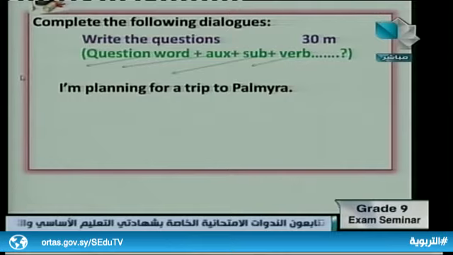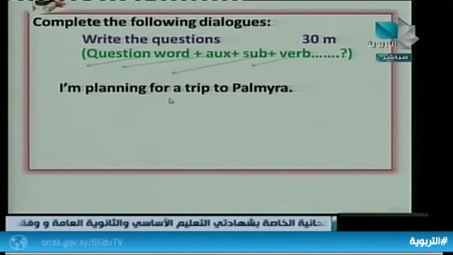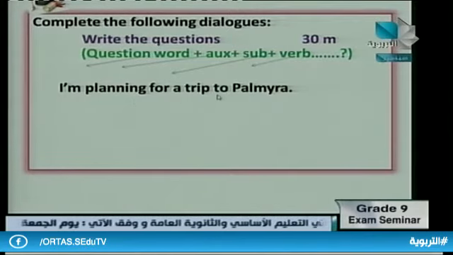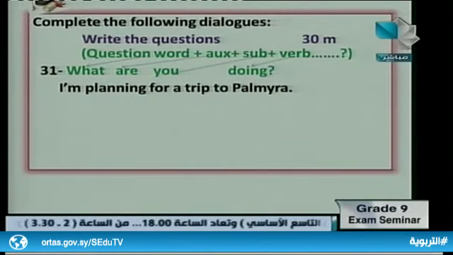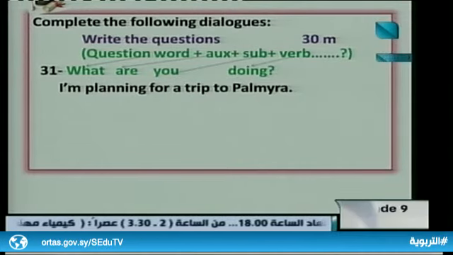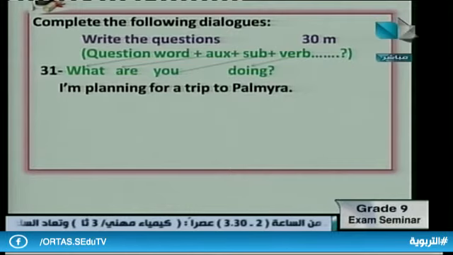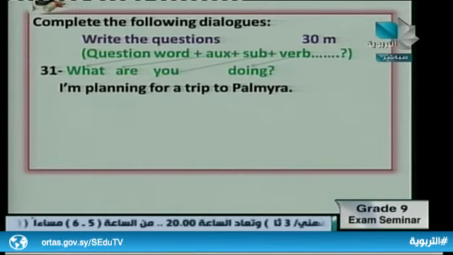In this example, I'm planning for a trip to Palmyra. So here I am talking about what I am doing, so the suitable question word is what. I use what are you doing? And another important idea is to pay attention to the tense. Here the answer is in the present continuous, so I have to use a present continuous question.